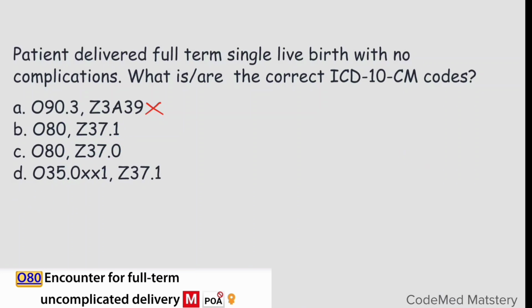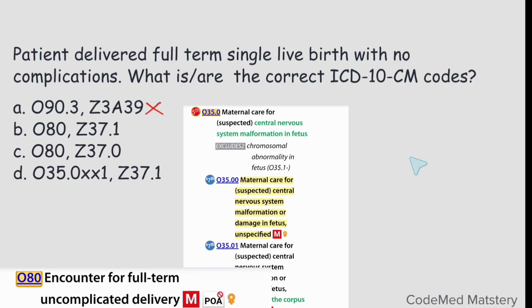Check option D, O35.0XX1. But O35.0 is for maternal care for suspected central nervous malformation in fetus. But in the scenario, they have not mentioned anything as such. So, directly eliminate option D.